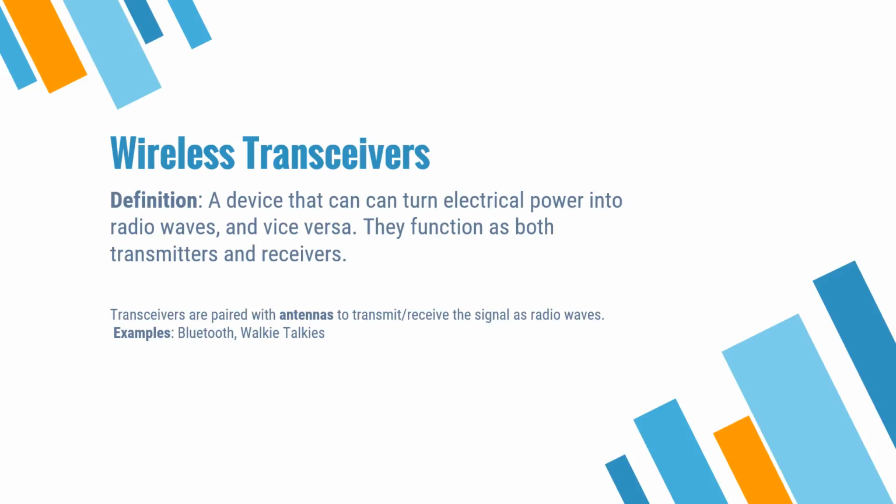Firstly, we'll provide a brief overview of transceivers, which are often paired with antennas. A transceiver is a device that turns electrical signals into radio waves and vice versa. It consists of both a transmitter and a receiver, hence the name. The transmitter converts electrical signals into radio waves, while the receiver has the inverse function of converting radio waves into electrical signals. Transceivers are paired with antennas to transmit and receive the signals as radio waves. Some devices where transceivers are used include walkie-talkies and anything with a Bluetooth functionality.